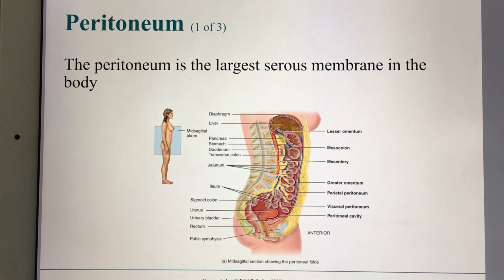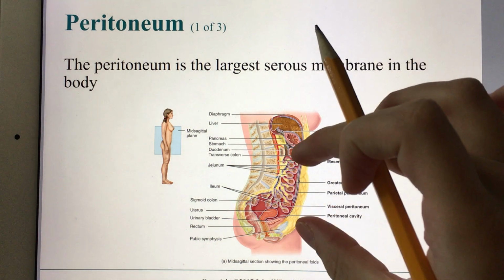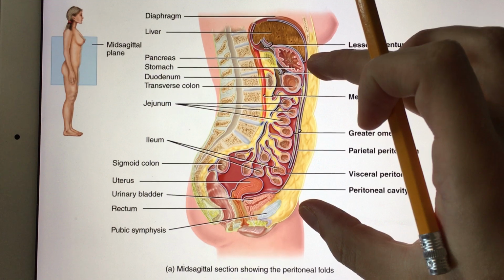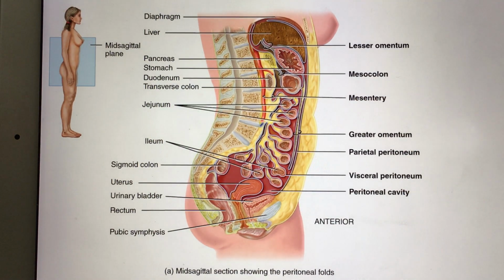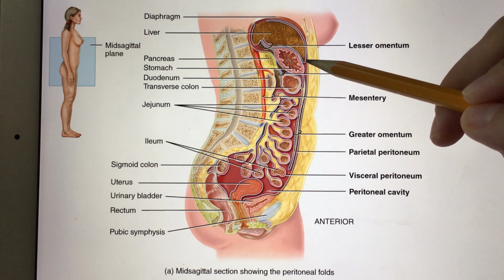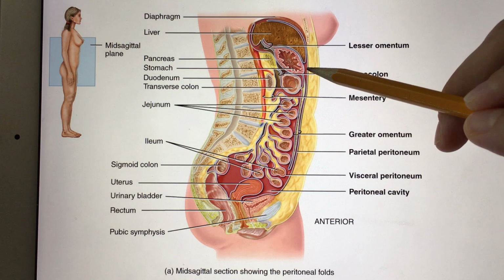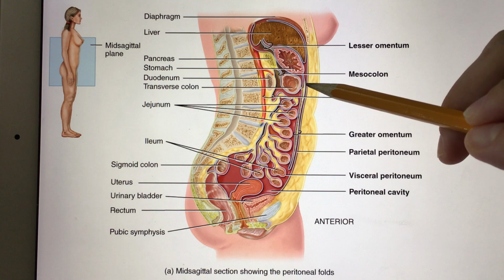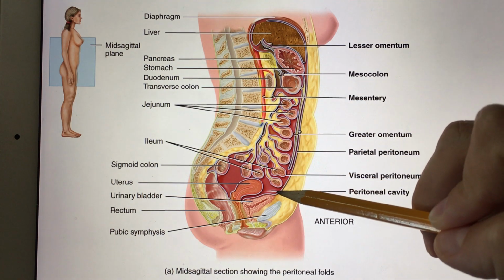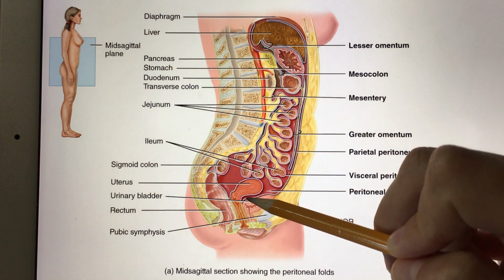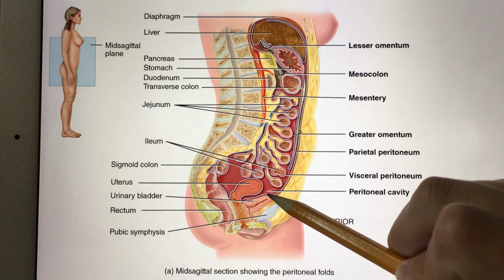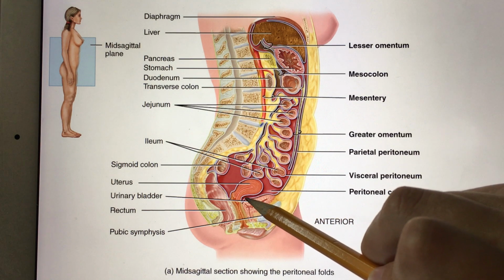So let's take a look at the peritoneum. If we zoom in on this image, this is the mid-sagittal section showing the folds of the peritoneum, and this bluish line indicates the membrane position. It lines the inside of the abdominal pelvic cavity. Then when it reaches a certain organ, for example, the urinary bladder, it travels all along the outside of the urinary bladder.